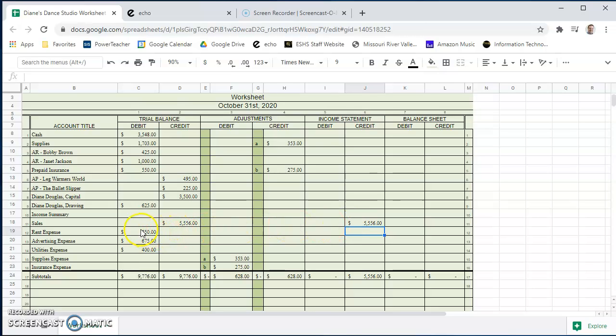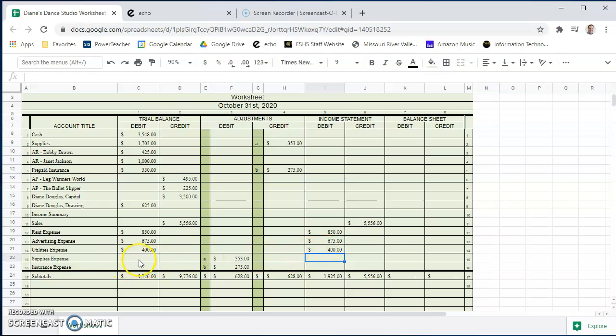I'm going to keep going down. I'm going to go to rent expense next. It's $850 debit. There is no adjustment. So on the debit side of the income statement, I'm just going to put $850. And I'm going to keep moving down the list here. So advertising expense is $675. Utilities expense is $400.